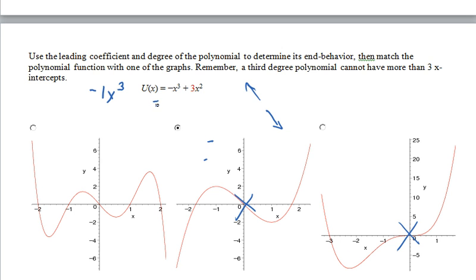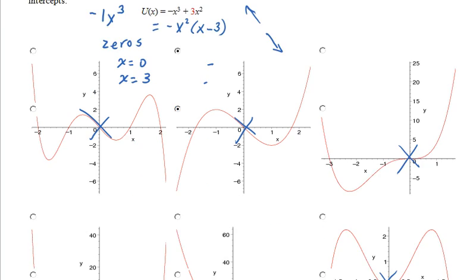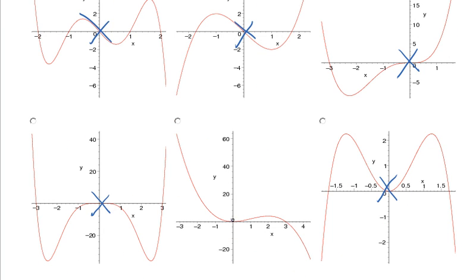So this time, let's factor out negative 1x squared to leave us with x minus 3. So the zeros are x equals 0 and x equals 3. We're going to throw out the first graph because it has too many x-intercepts. So we'll go down to the fifth graph and confirm that its x-intercepts are 0, 0, and 3, 0.